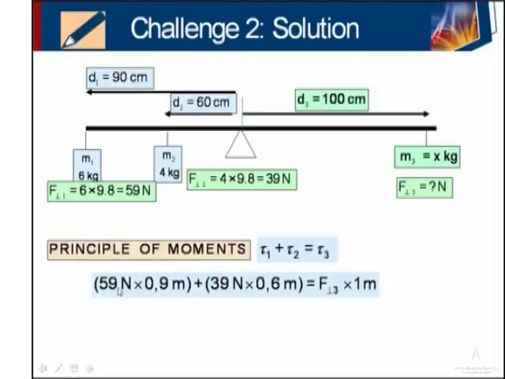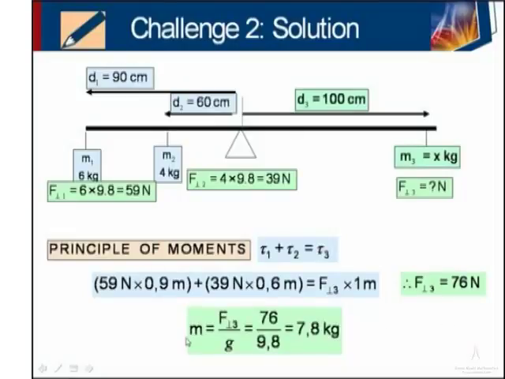Therefore, putting this into the equation, we get 59 newtons times, and remember, you must convert from centimeters into meters, so 90 centimeters becomes 0.9 meters. And remember, it's a sum of the anti-clockwise moments, so we add this one, which is 39 newtons times 0.6 meters, which must equal this force, which is an unknown, times 100 centimeters, which is 1 meter, and we solve for the unknown. In this case, you should get 76 newtons.